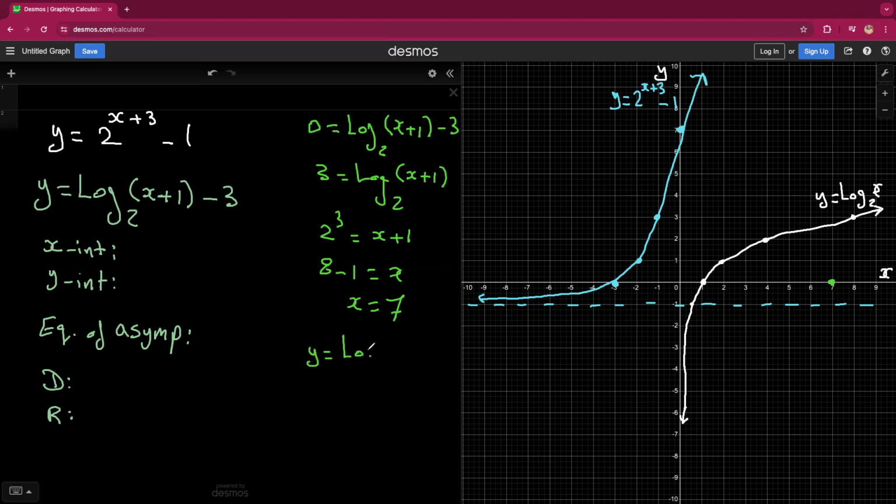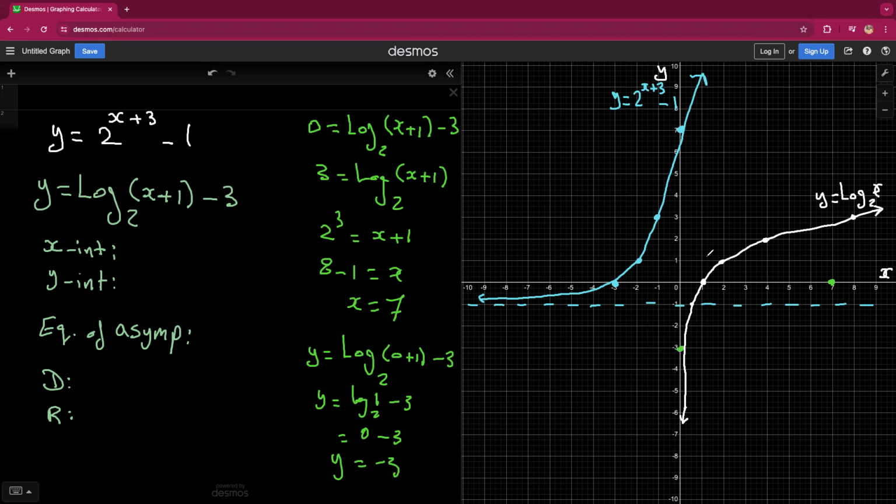So y equals log base 2 of (0 plus 1), minus 3, which is y equals log base 2 of 1, minus 3. Log base 2 of 1 is 0, because 2 raised to the 0 gives you 1. So just know, if you take the log of 1, it doesn't matter what the base is, it's always 0. So 0 minus 3, and therefore the y-intercept will be minus 3.